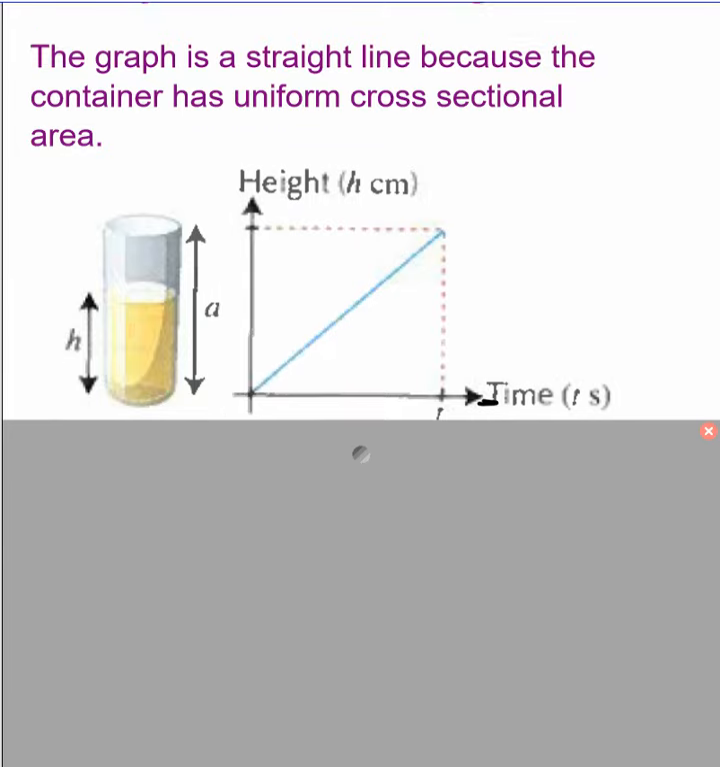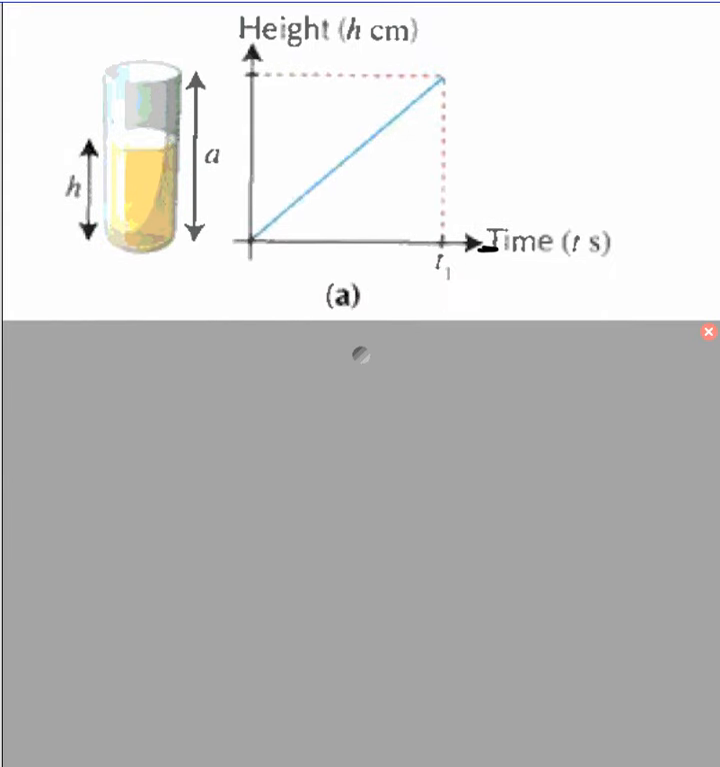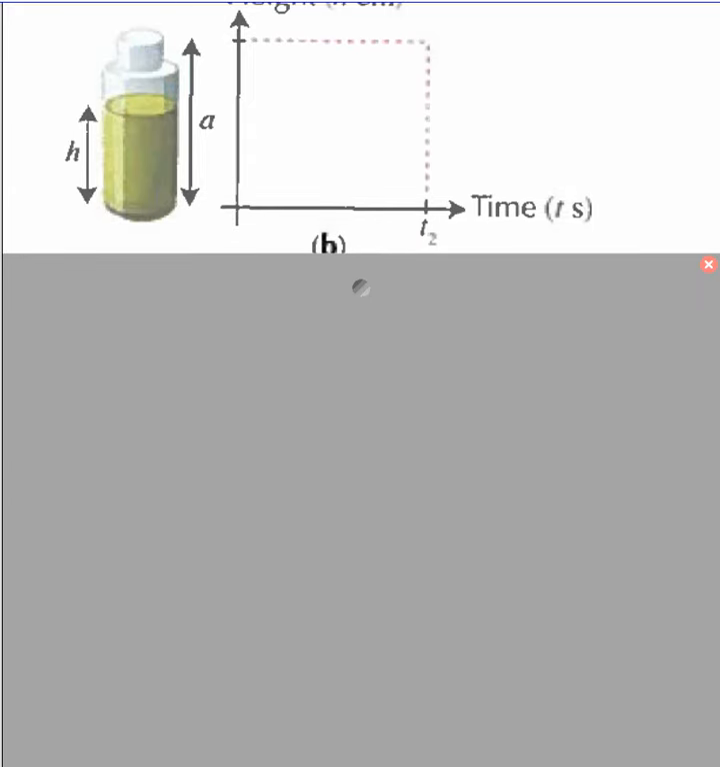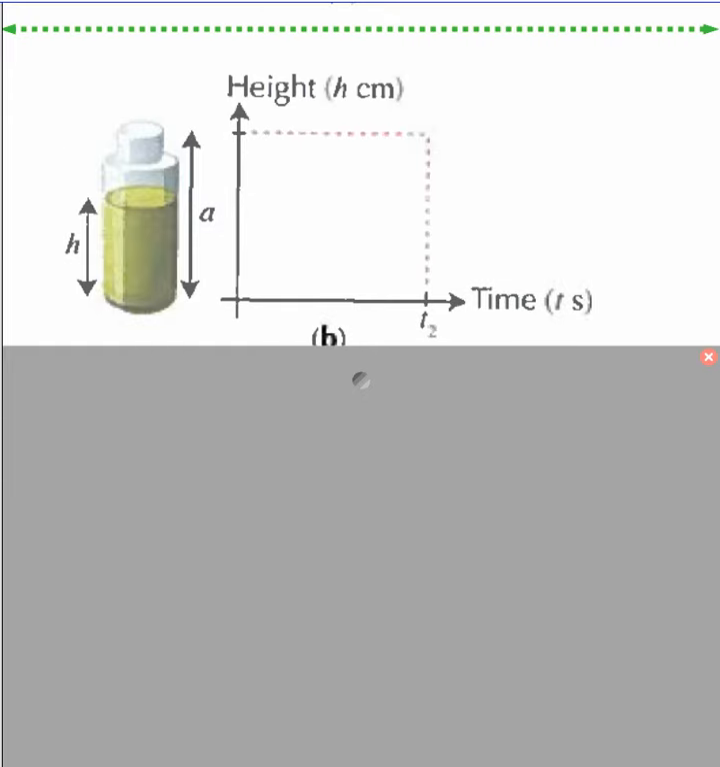So let's see the other shape, and I will give you time to think about it. What type of graph will you get if you pour liquid in this container? What do you say? You can put the video on pause. I can give you a hint. Till here, the rate will be constant. But what will happen here? Will the rate of increasing height increase or not?